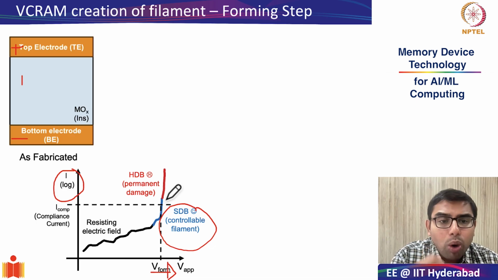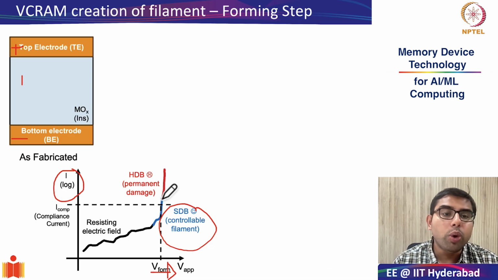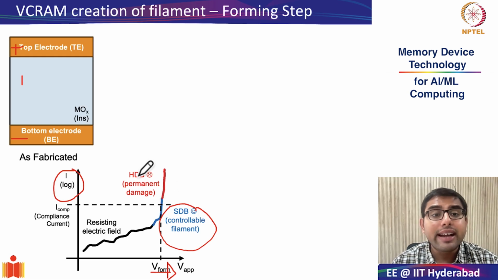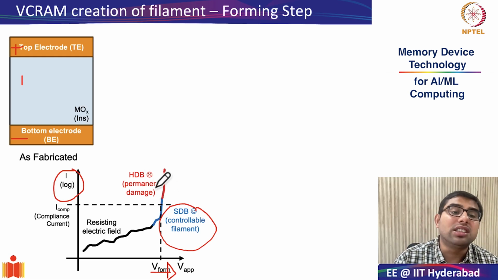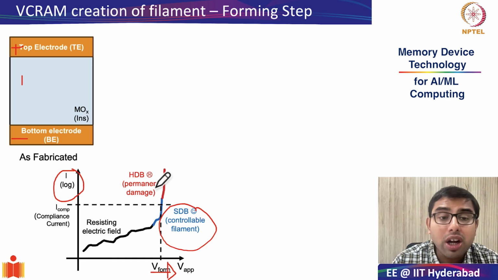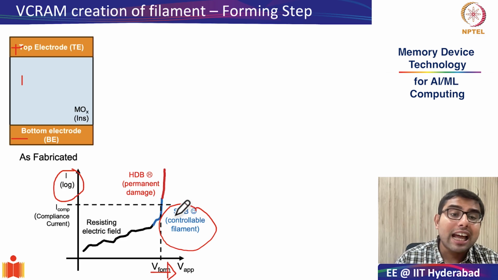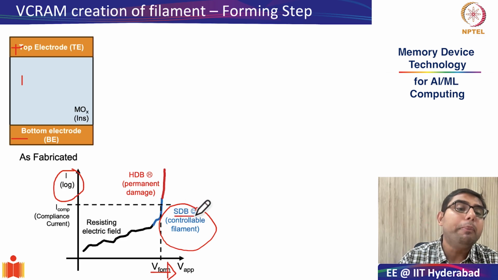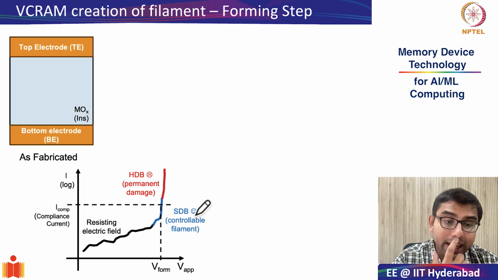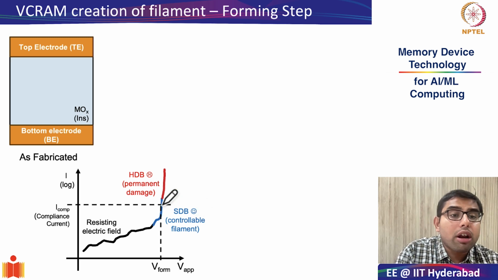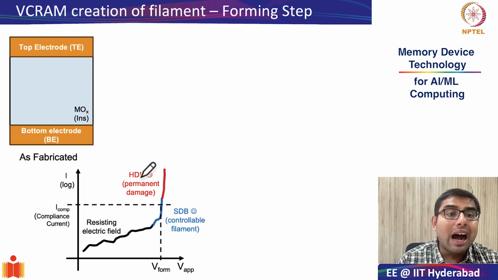Now, if you allow this process to continue, it may result in a hard dielectric breakdown, which is a permanent change. Remember, in our RAMs, we do not want a permanent change like fuses. We would like a controllable filament, which can be obtained through a soft dielectric breakdown. Therefore, when you notice that the soft dielectric breakdown may eventually turn into hard dielectric breakdown, it is important to stop the applied voltage from the external circuitry.